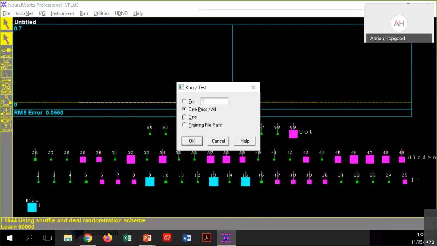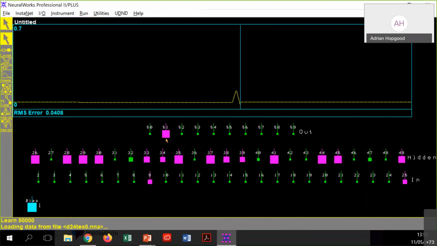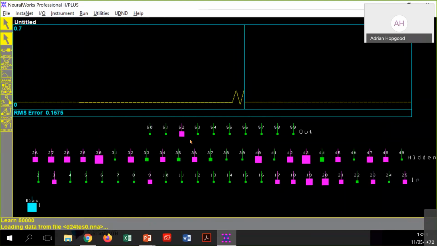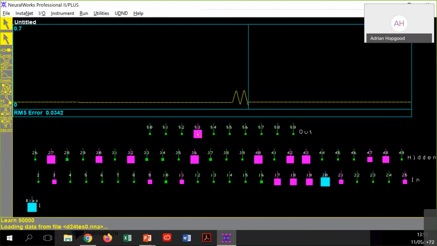I'm going to test it with the first character, which was a 0, and we've got a high output here, which is exactly what I want. So that's good. Now I'm going to test it with the next character, which is a 1, and I expect a high output at this second node. And that's what I've got. So it's got the 0 right, it's got the 1 right. Let's move on to the 2. It's got that right, going well. Move on to the 3. Yep, it's got the character 3 correctly identified. Let's move on to the character 4.